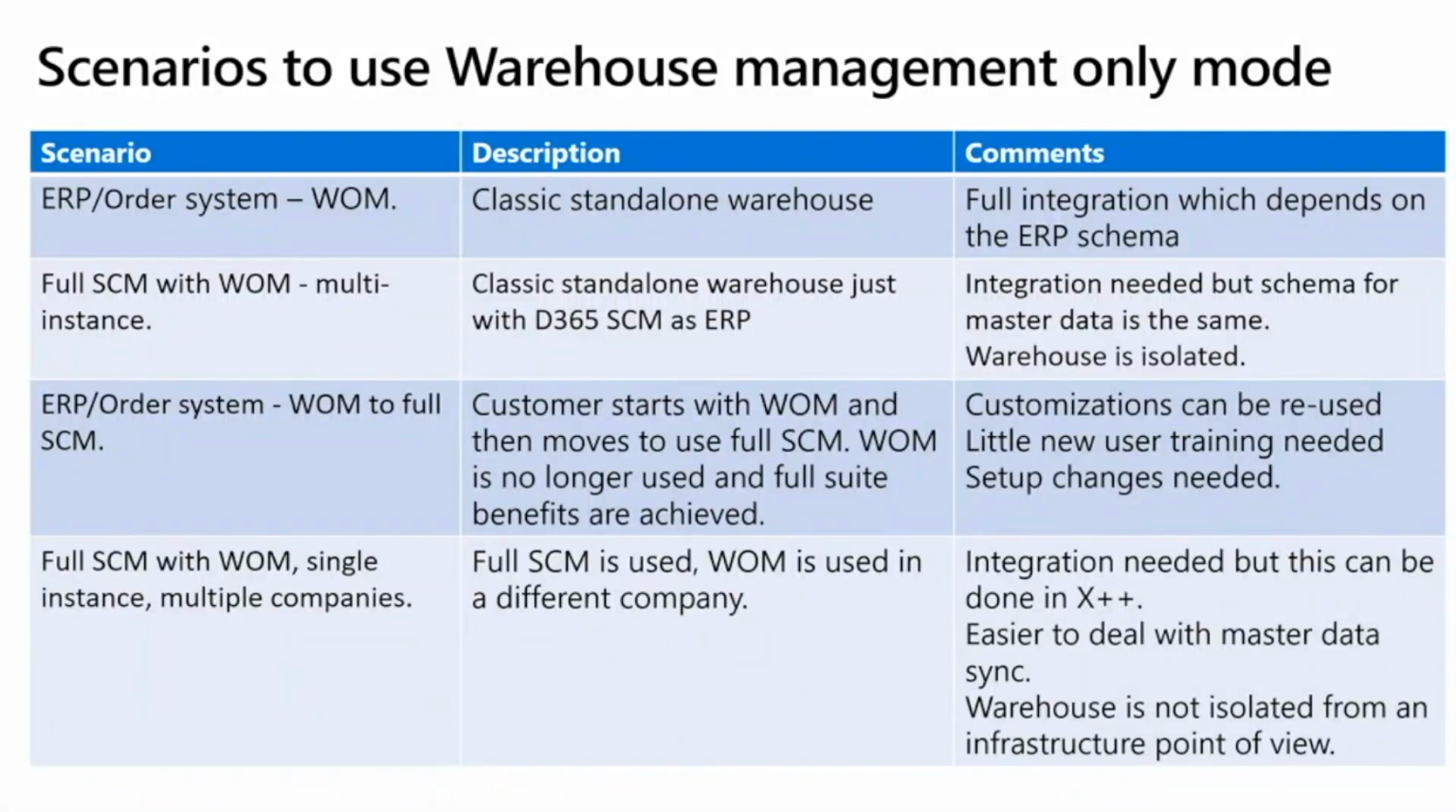The first one is running with an external ERP integrated with the warehouse management only mode. Here, the D365 deployment will only use the warehouse workload. And the second is more a process of running D365 supply chain as the ERP with an integration to a different deployment running warehouse management only mode. And third is, let's call it, a migration scenario, starting up with an external ERP solution, having integrations to warehouse management only mode, and then following a migration to use the full supply chain suite.